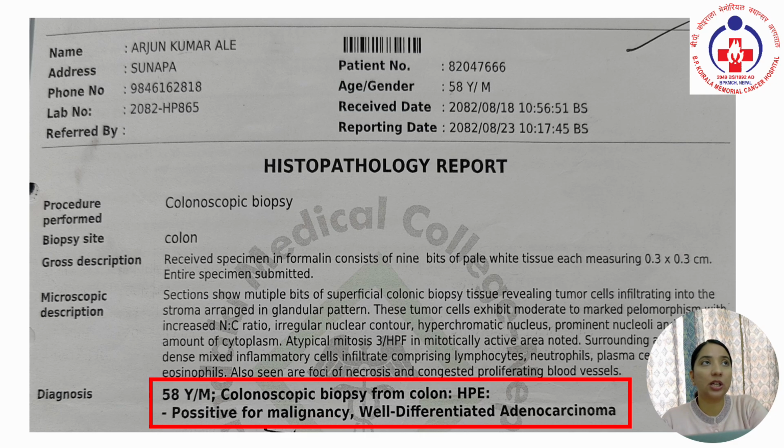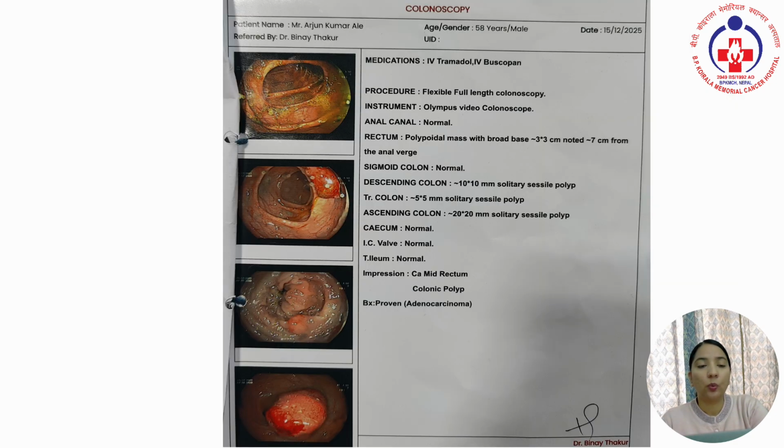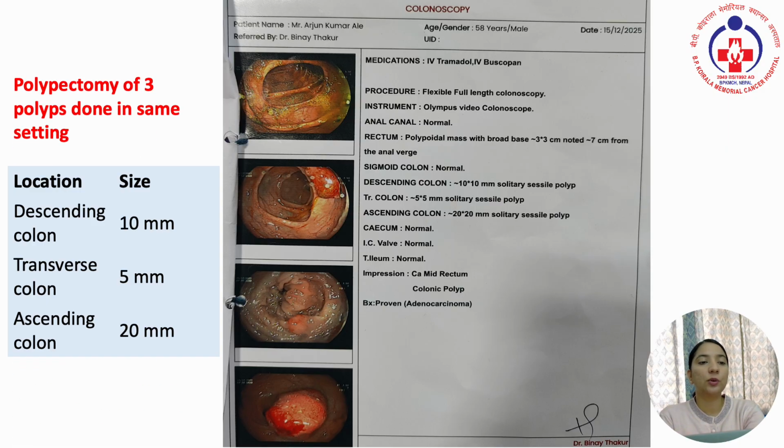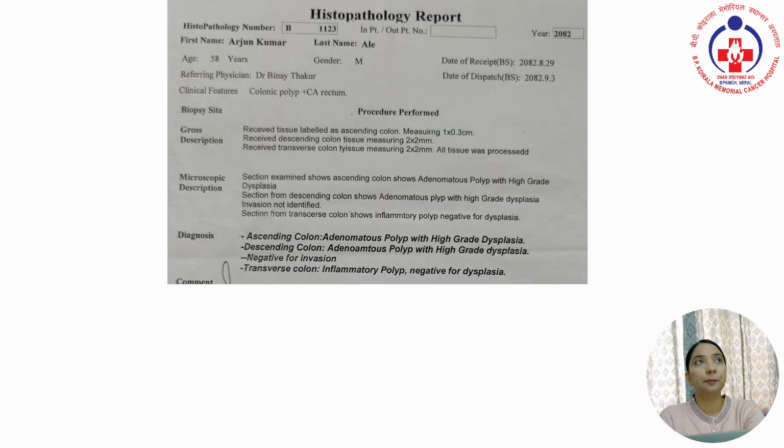After all these investigations, the patient was referred to our center, where we again performed colonoscopy. A full-length colonoscopy was done, which showed a similar rectal mass, a polypoidal mass of about 3 by 3 centimeter, 7 centimeter from the anal verge. Apart from the ascending colon sessile polyp, there were another 2 polyps: one in the descending colon, a 10 mm solitary sessile polyp, and one in the transverse colon, a 5 mm solitary sessile polyp. During the same sitting, polypectomy of the 3 polyps was done from the descending colon, transverse colon, and ascending colon, and the sizes are mentioned respectively.